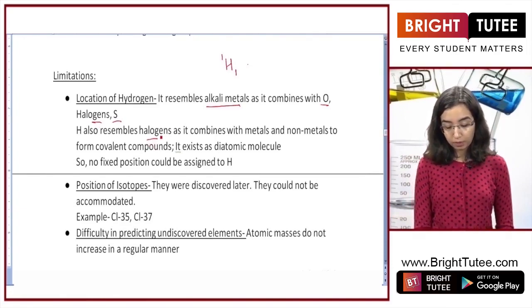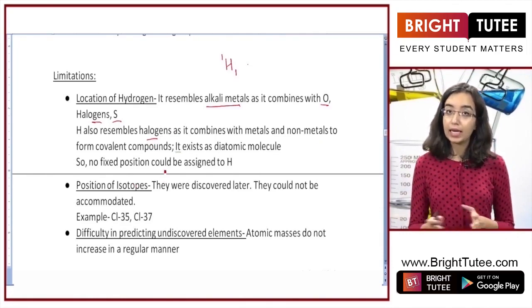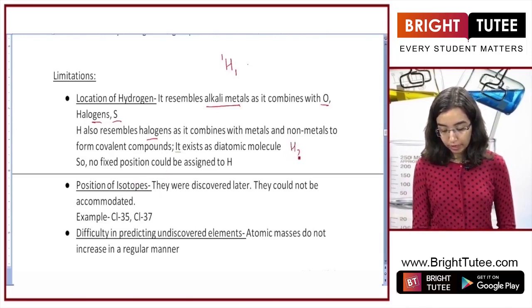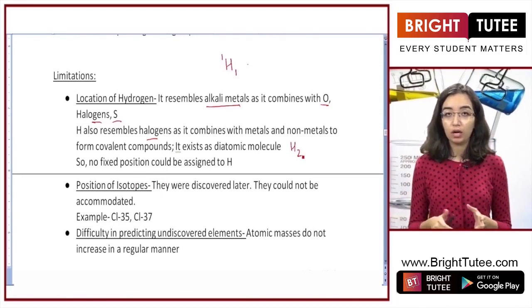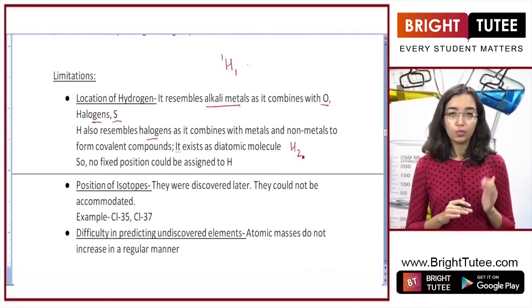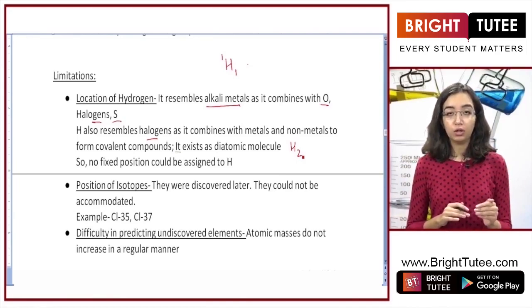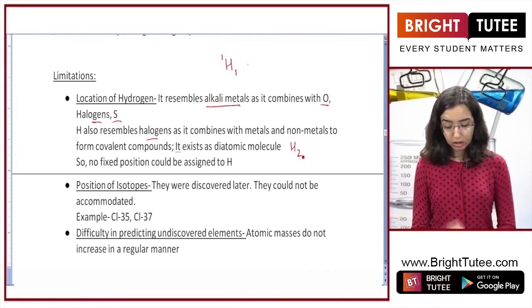Halogens take one electron. So it can also behave like them and combine with nonmetals and metals to form covalent compounds like they do. It in fact exists in the form of a diatomic molecule, H2, which is something that a lot of halogens do, like Cl2, Br2, I2. So the halogen group exists in the form of diatomic molecules, and so does hydrogen. Because hydrogen has properties so similar to alkali metals as well as to halogens, it was not clear where this should be placed in this classification system.